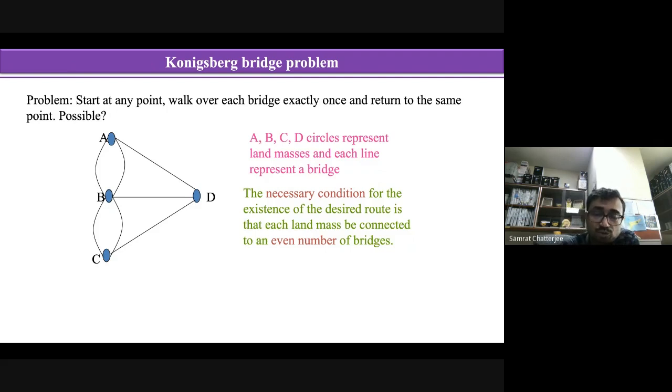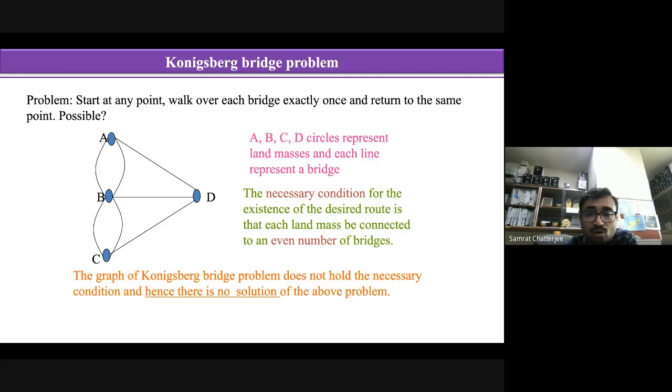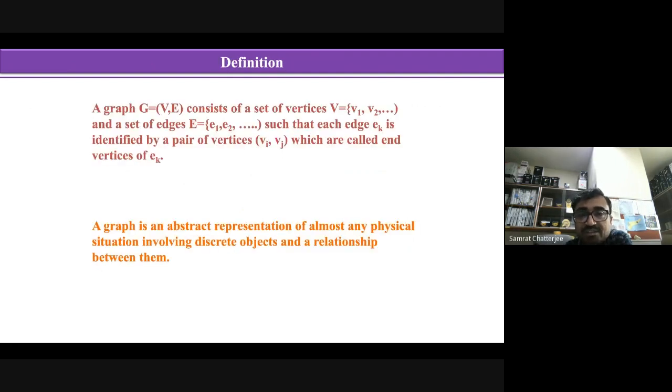So in that actual problem, since the number of edges is odd, it doesn't have any solution. That means whatever condition you put, if you start from one point, you will never come back to that point crossing all the bridges once. So this is a very interesting history I thought to share with you, of where network analysis started.